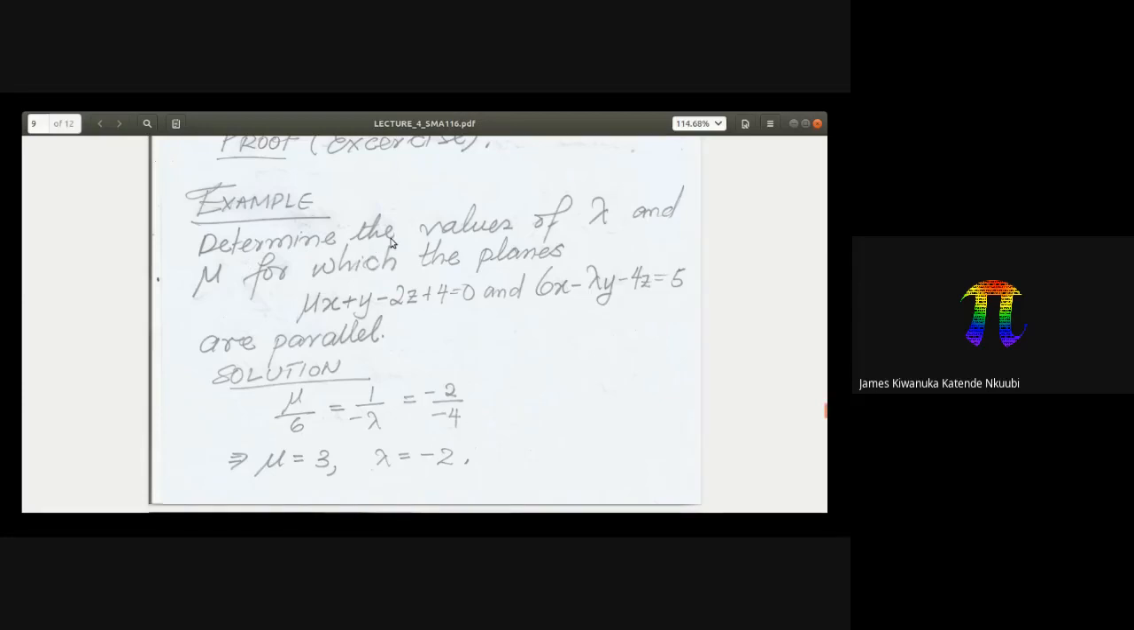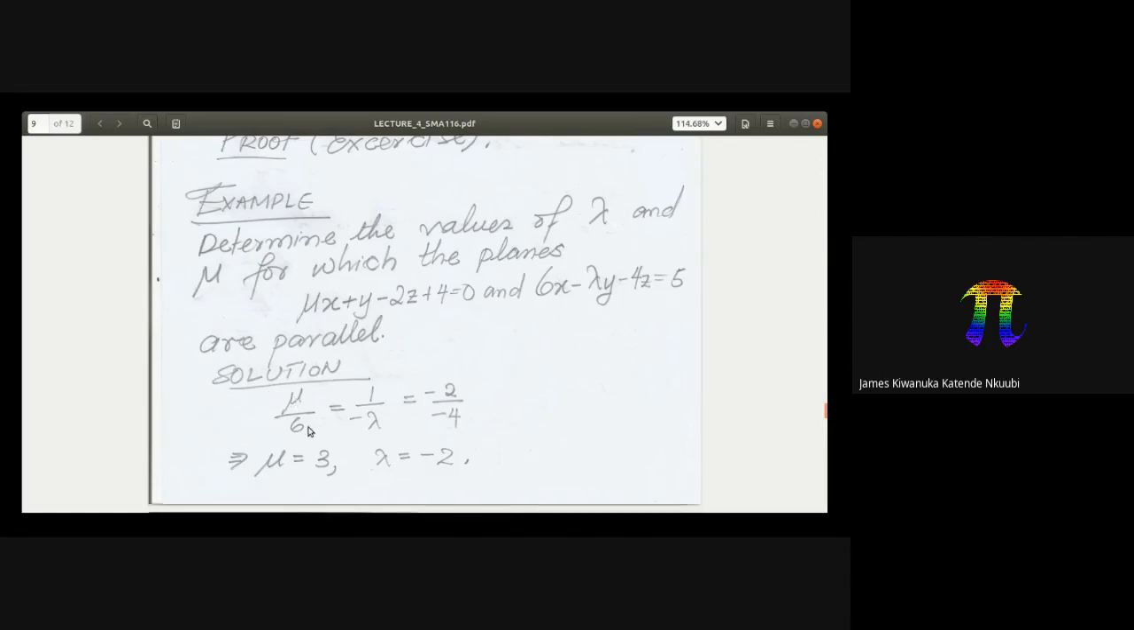Determine the values of lambda and mu for which the planes mu x plus y minus 2z plus 4 is equal to 0, and 6x minus lambda y minus 4z is equal to 5 are parallel. We have this constant mu and another constant lambda, which we don't know, so we need to find them.